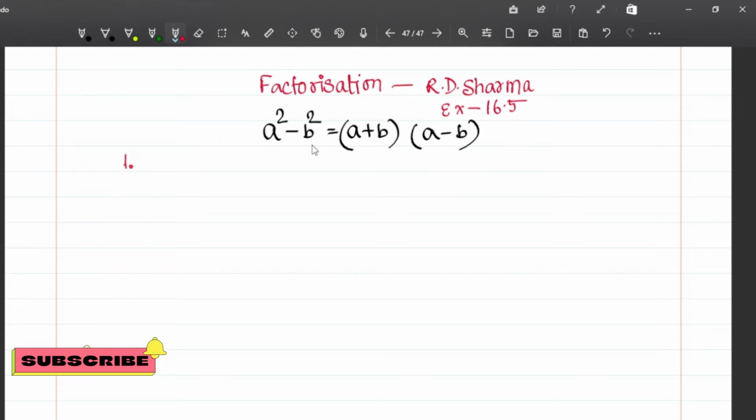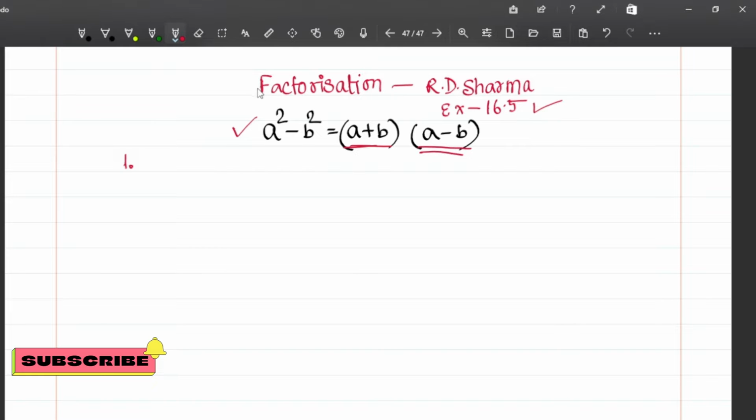Hello students, today we will do the factorization chapter from R.D. Sharma, exercise 16.5. To solve this exercise, we need our identities, which is written here: a square minus b square equals a plus b into a minus b. So here these two are the product.